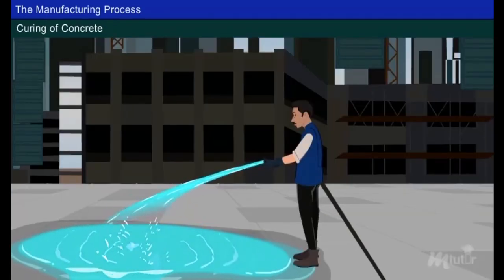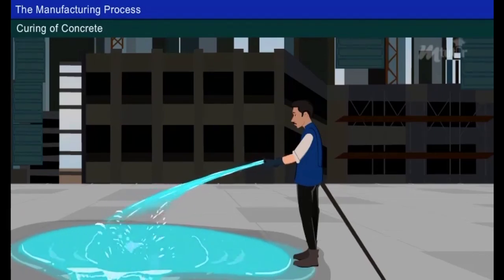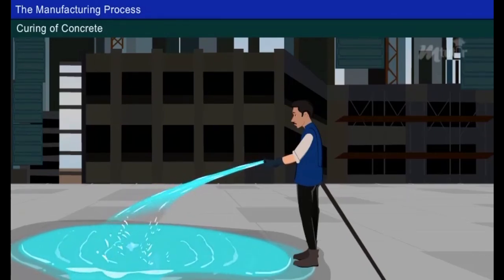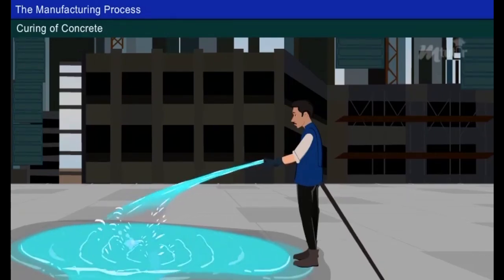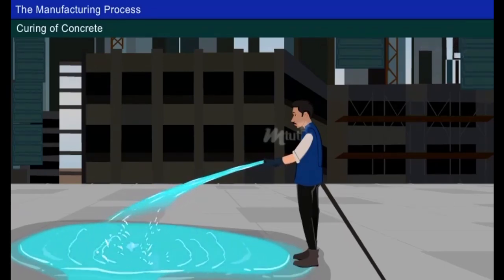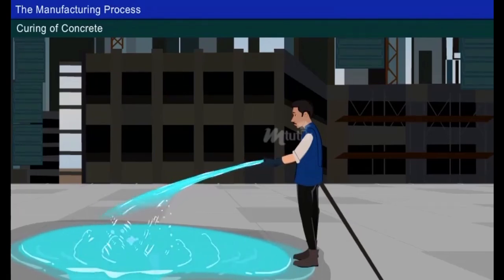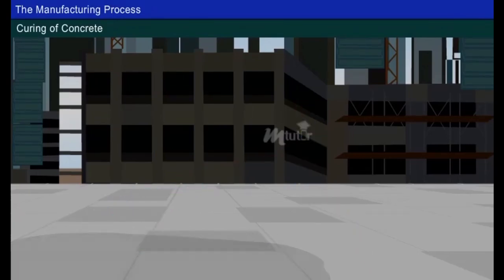Curing of concrete. Once it is placed and compacted, the concrete must be cured, as the strength of the concrete is influenced by the moisture levels during the process of hardening. Thus, the concrete surface is kept damp by spraying water over it. The process of mixing to the final process of curing will be learnt in detail in the upcoming videos.